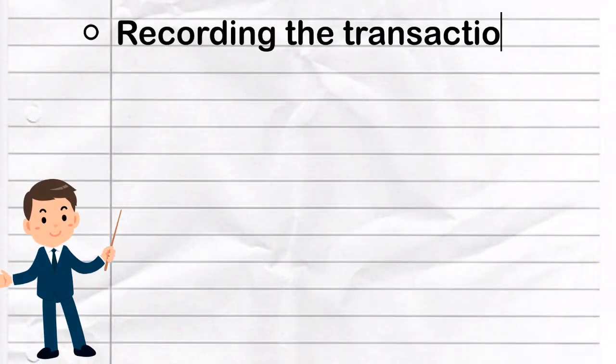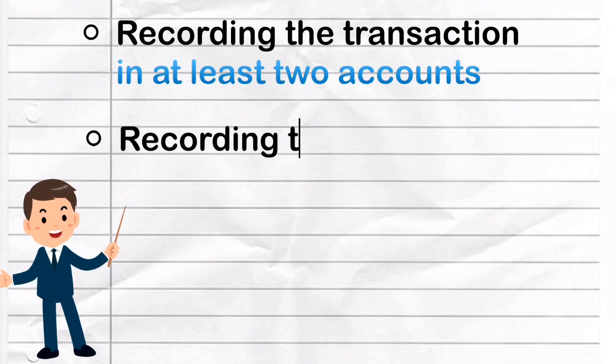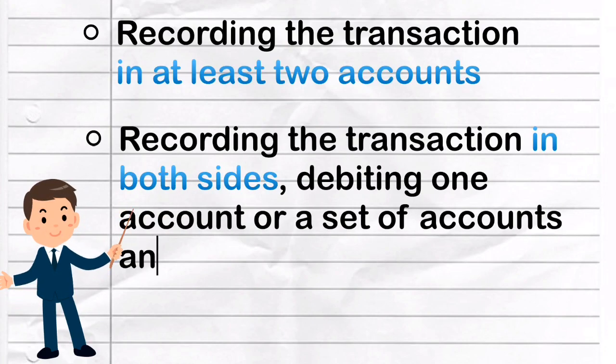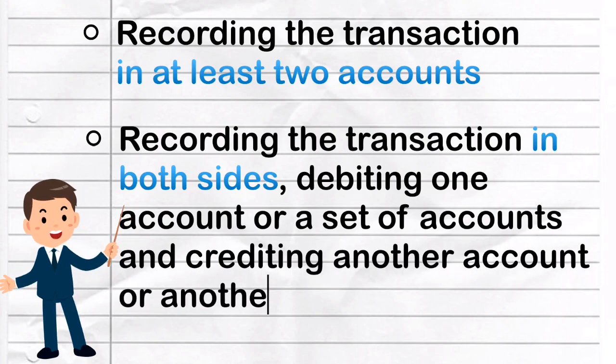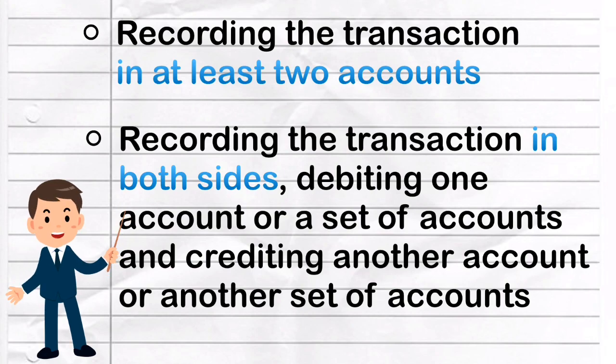To put it simply, let's say that every transaction has two sides, left side and right side, and each side will have at least one account. When recording a transaction, both sides will change in value. In accounting terms, a change in the left side is called debit, and the change in the right side is called credit.